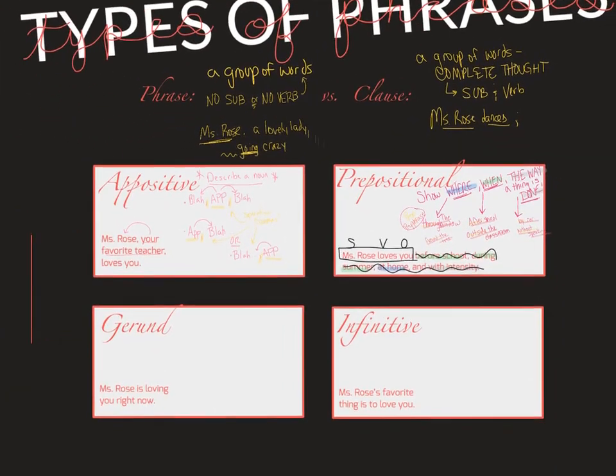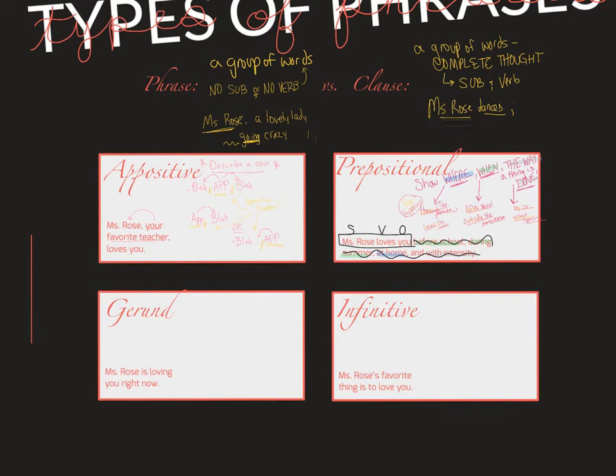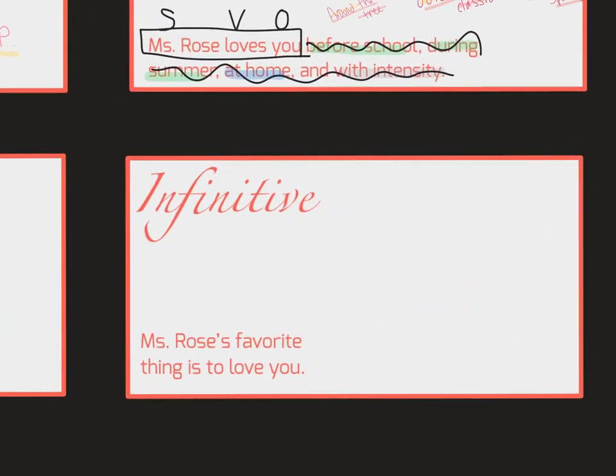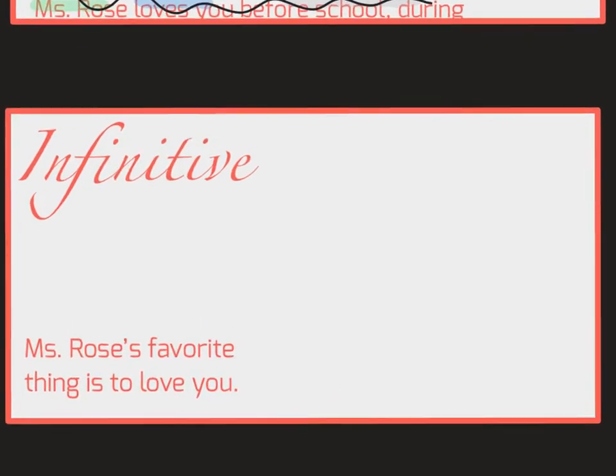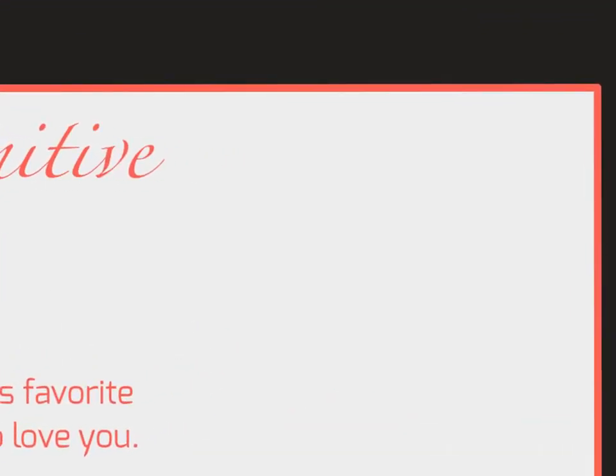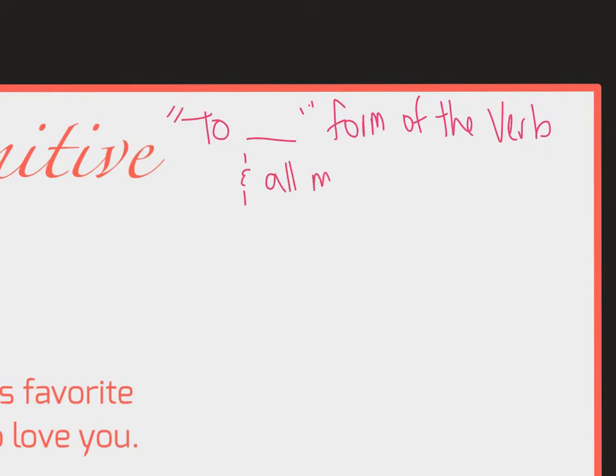The next type of phrase I'm going to do is I'm going to zoom. Let's do infinitive phrases. We'll work clockwise. So infinitive phrases are, let's zoom in a little bit more here. These are the to blah form of the verb. That's verb, Miss Rose. Verb and all modifiers.